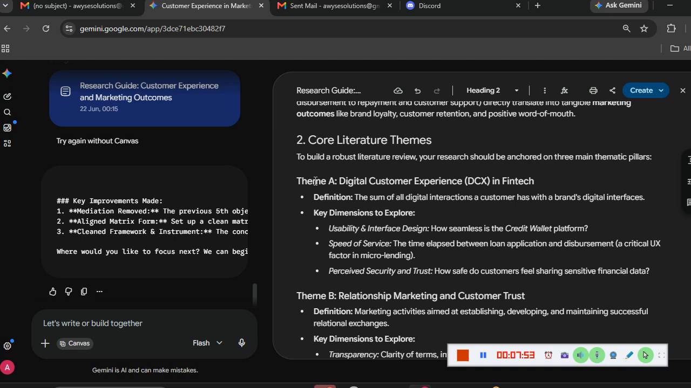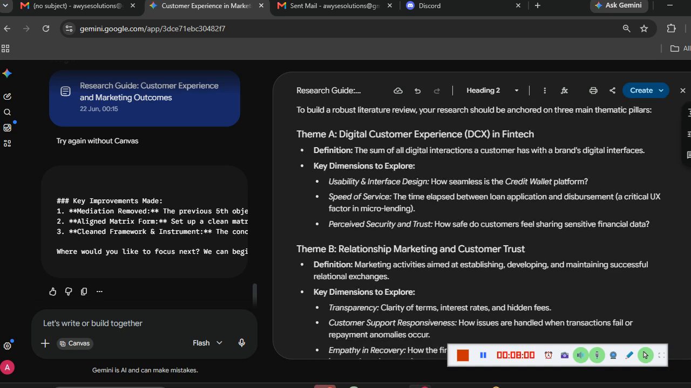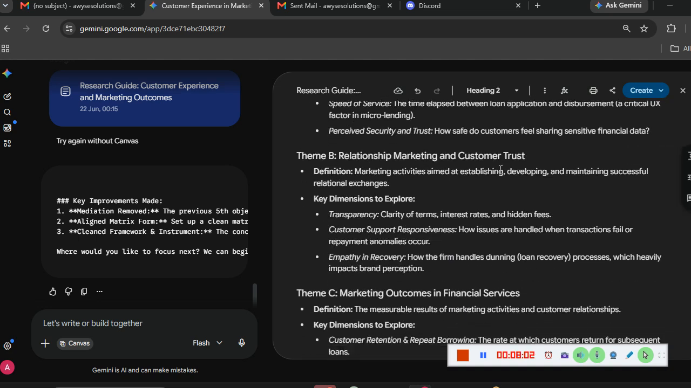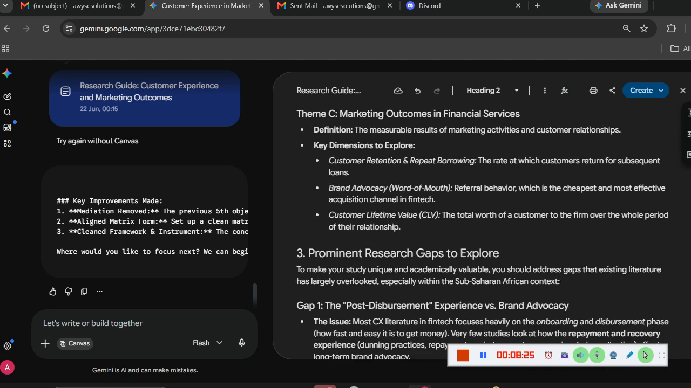So for chapter 2, I'll just start with the concept of digital customer experience, which is our dependent variable, if I'm not mistaken, the relationship marketing, and customer trust. So I can choose to talk on these two, because they are two different concepts. Then I can now say, okay, relationship, then talk on the two, how they both relate together. Then marketing outcome in financial services, talk on that also.